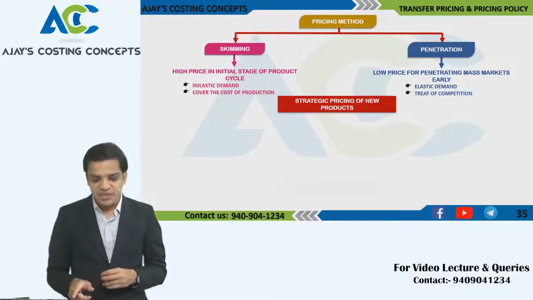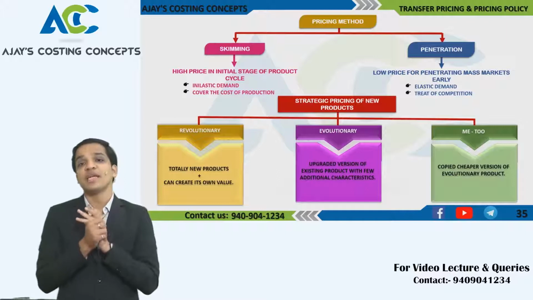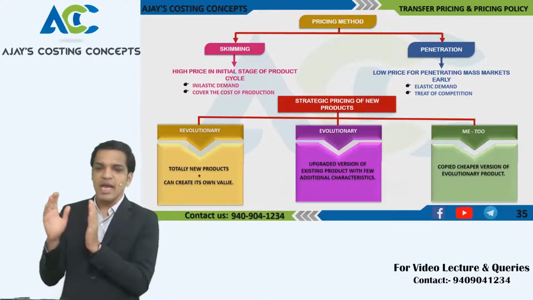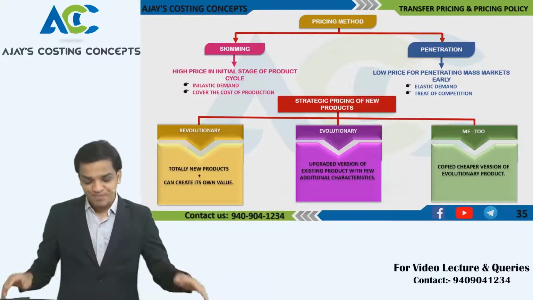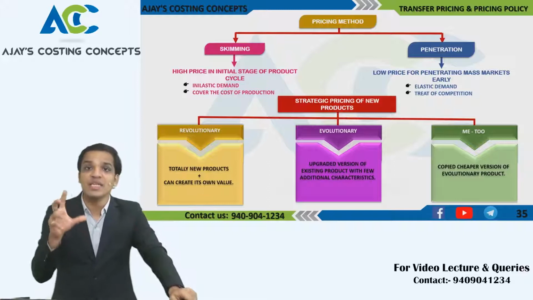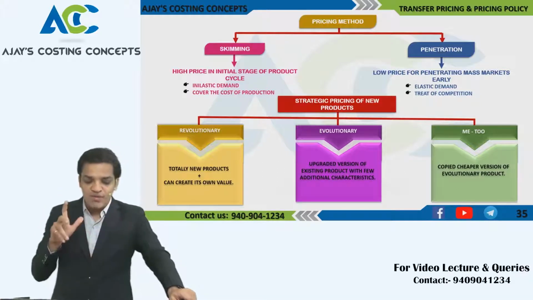Then we have strategic pricing of new products. There are three kinds of strategic pricing that you can put: revolutionary, evolutionary and me too. Understand now what this is. What are the strategic pricings of a new product? How do you strategically decide about the pricing of your new product? It may be revolutionary, evolutionary or me too.